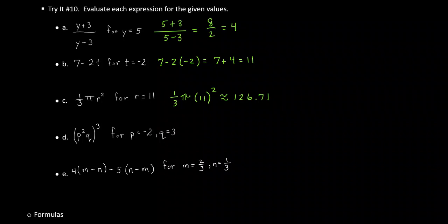All right, the next one here, p squared, q in parentheses, and all of that cubed. So plugging in p is -2, you get -2 squared times 3, cubed equals -2 squared is 4 times 3 is 12, and that cubed equals, plugged it in my calculator earlier, 1728.